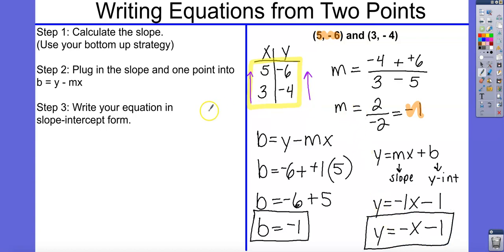Okay, go ahead and pause the video if you have to add in any steps into your notebook. If you have any questions about these steps, how to write the equation, write them down in your notebook. That way, when we come back to class and we're working on guided practice, you know what questions you need to ask. Push play once you're ready to move on to the next example.